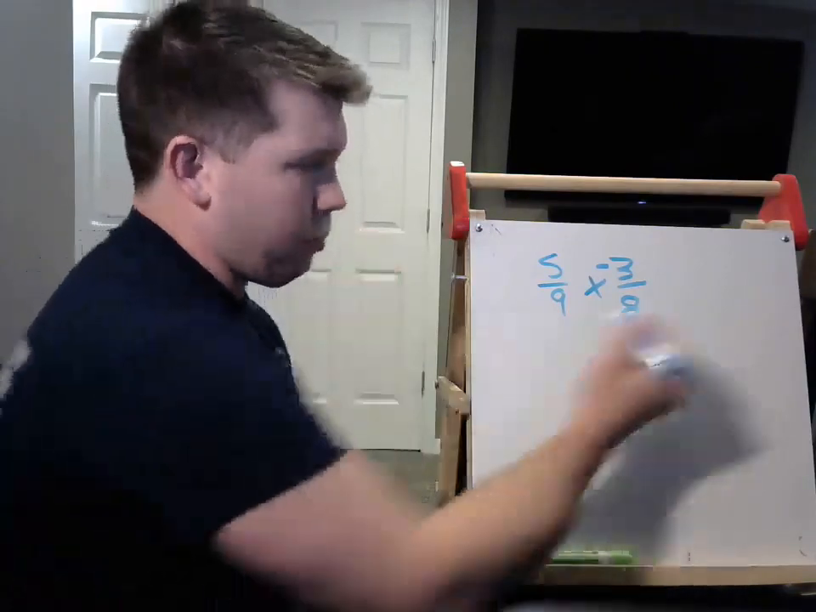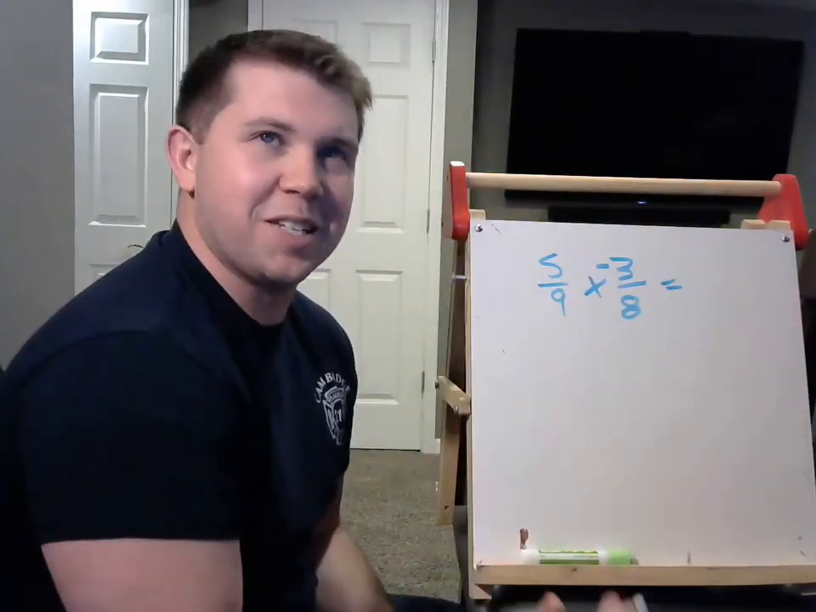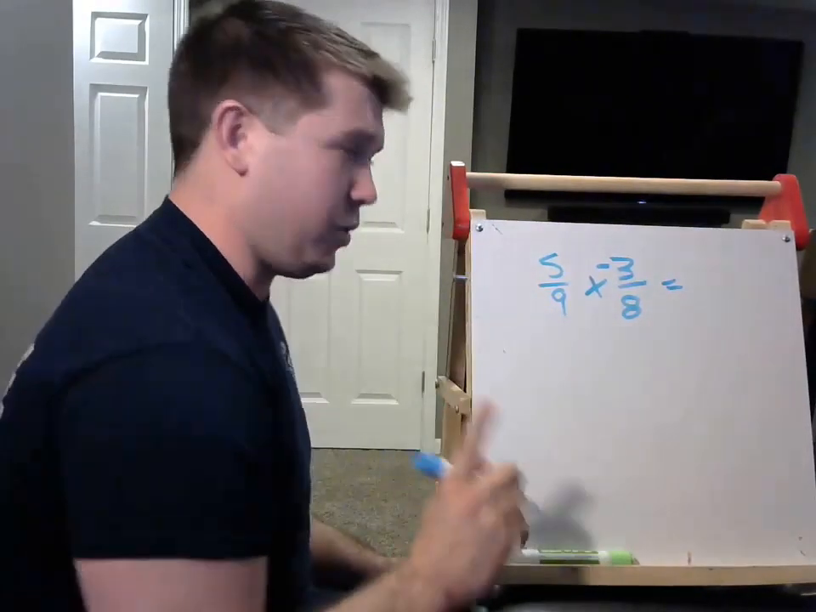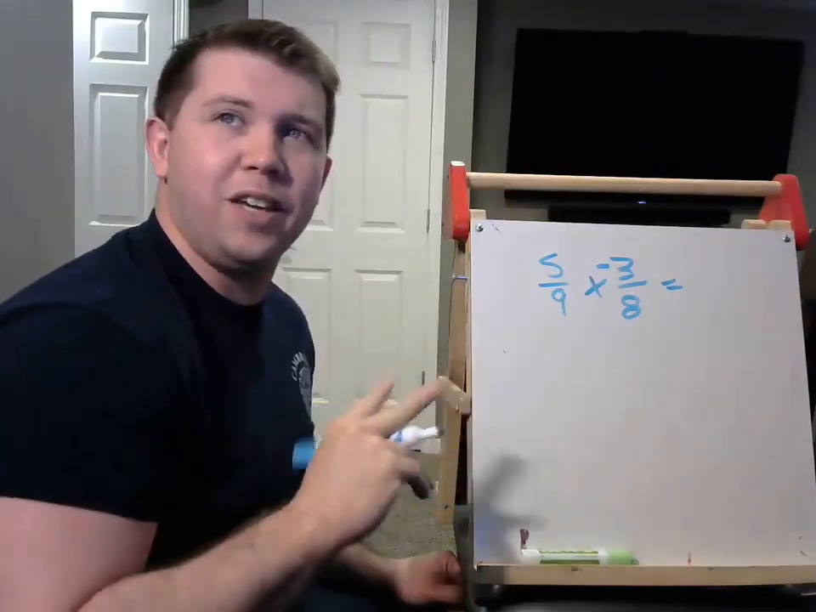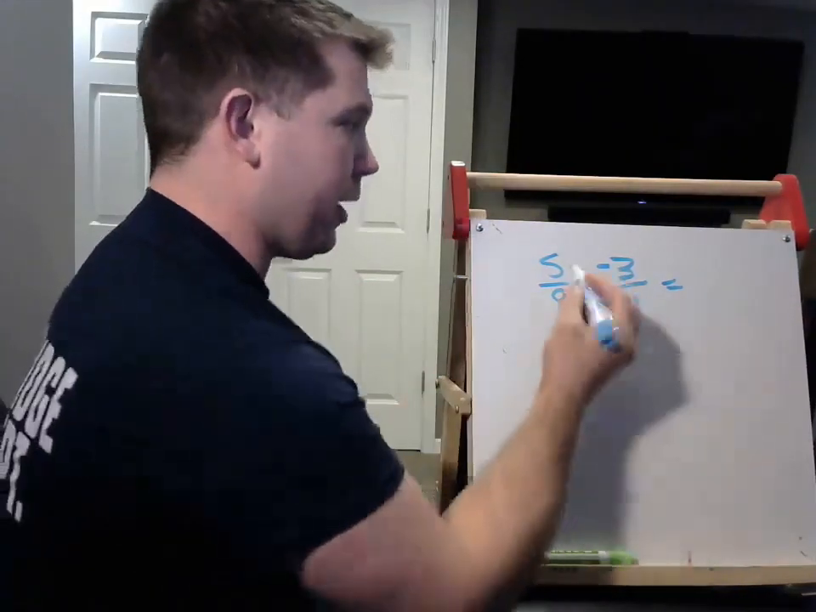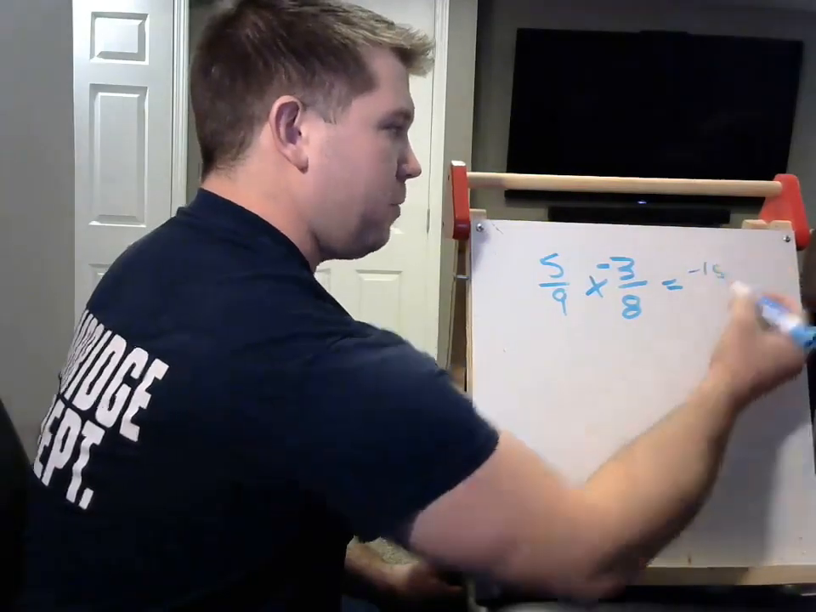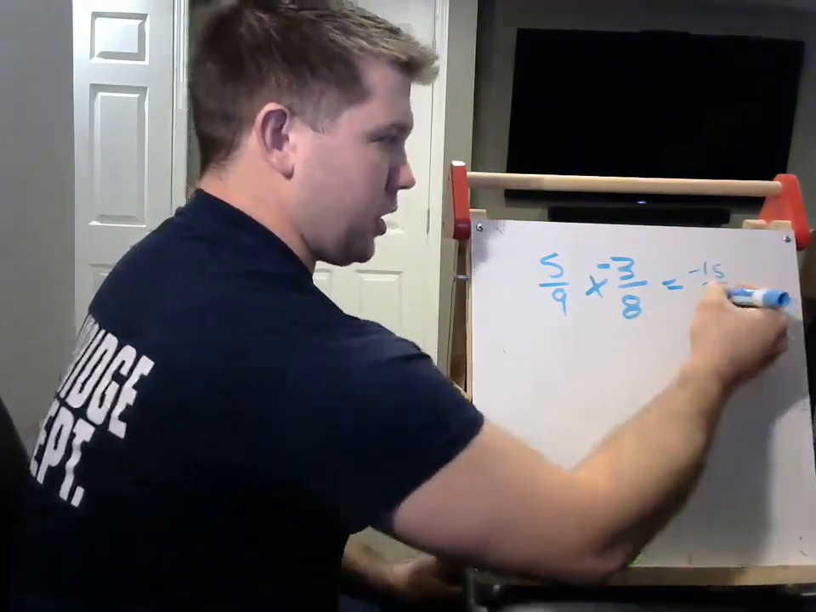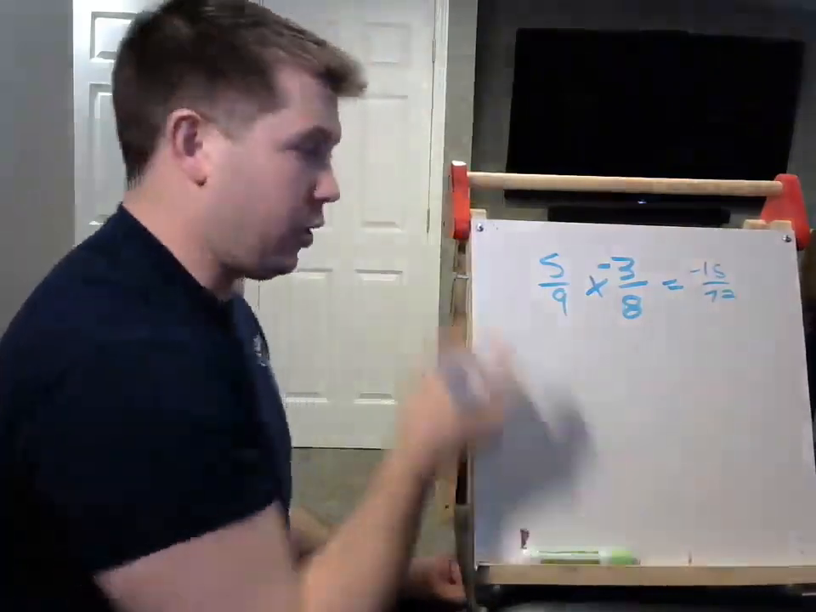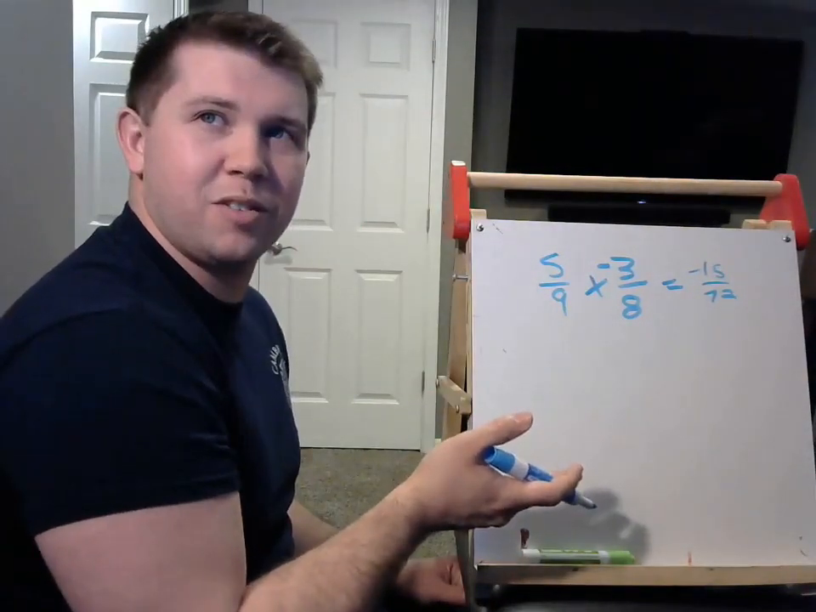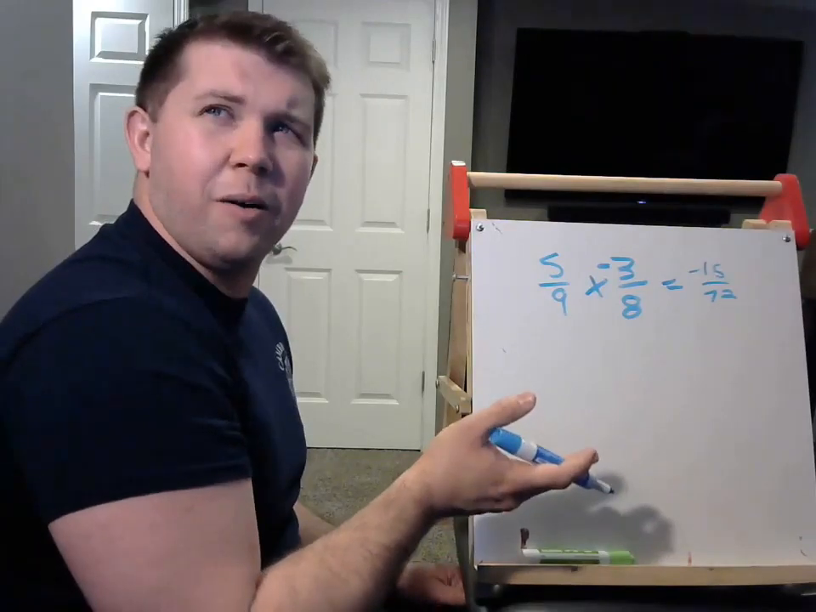So when we're multiplying fractions, guys, you know this. You just multiply straight across. So there's a couple ways you can do this. I'm going to do this 2 different ways. And whichever way makes sense to you, go for it. So I have 5 times negative 3, which is a negative 15. And I have 9 times 8, which is a 72. And here's the thing, though. You have to reduce. Don't be brain dead. You'll be fine.